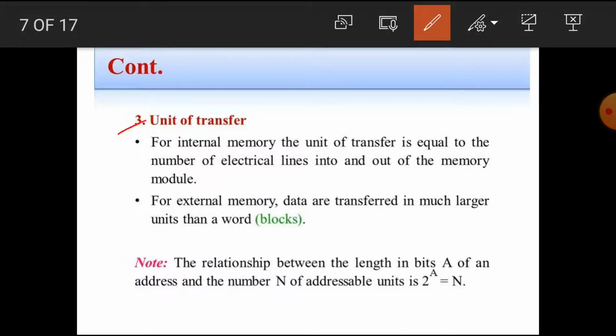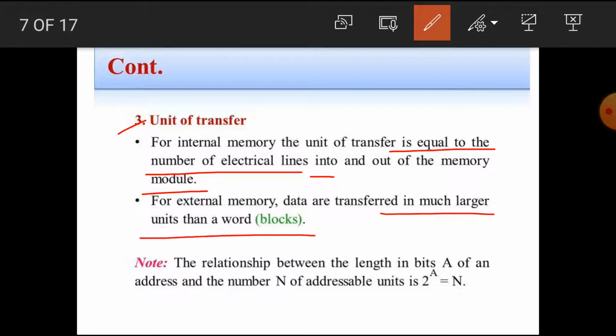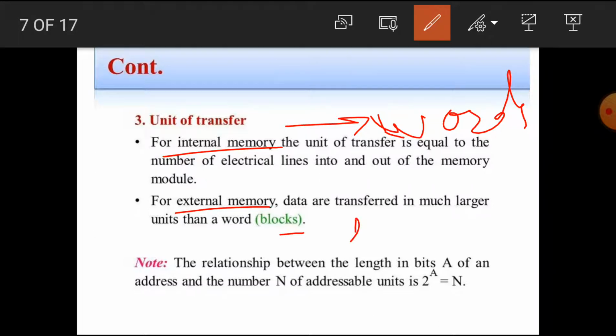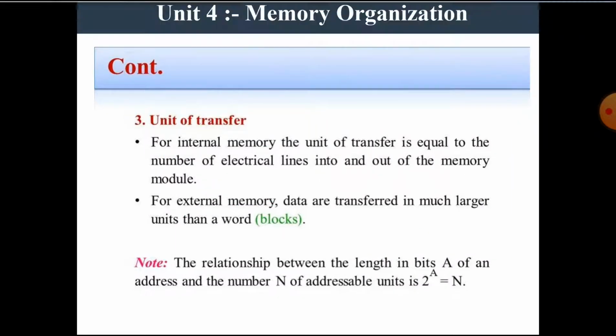The next is unit of transfer. For internal memory, the unit of transfer is equal to the number of electrical lines into and out of the memory module. For external memory, the data are transferred in much larger units than a word, that means in blocks. That means simply we can say that for internal memory, the data is transferred in the form of words, and for external memory, it is transferred in the form of blocks. I hope you all understand this.